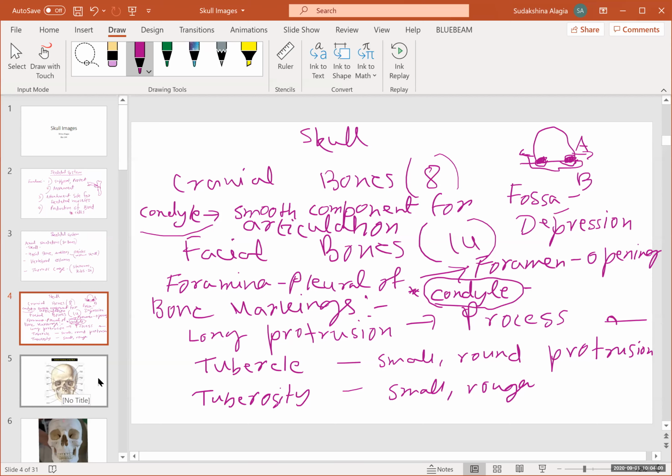Professor, I know you'll probably go into this, but can you give us an example of a condyle? Occipital condyle, which is the back of your cranium. And when we go into long bones, we'll be talking quite a bit about condyles: lateral condyle, epicondyle. But right now, for the skull, we'll talk about the occipital condyle. I'll be showing you that. Perfect, thank you.